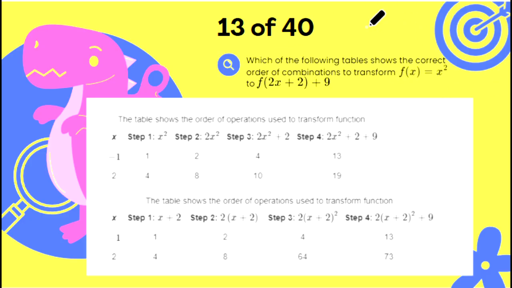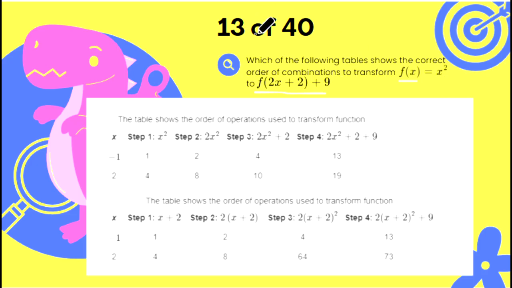Okay, basically when you're doing transformations, our f of x here is being transformed into this, and we need to figure out the steps that you need to take to get from just plain f of x, which is a standard parent function, into this one. Okay, so our parent function is f of x is equal to x squared. This is going to be our new f of x, and you need to use PEMDAS, order of operations, to figure out how we're going from f of x to f of 2x plus 2 plus 9.